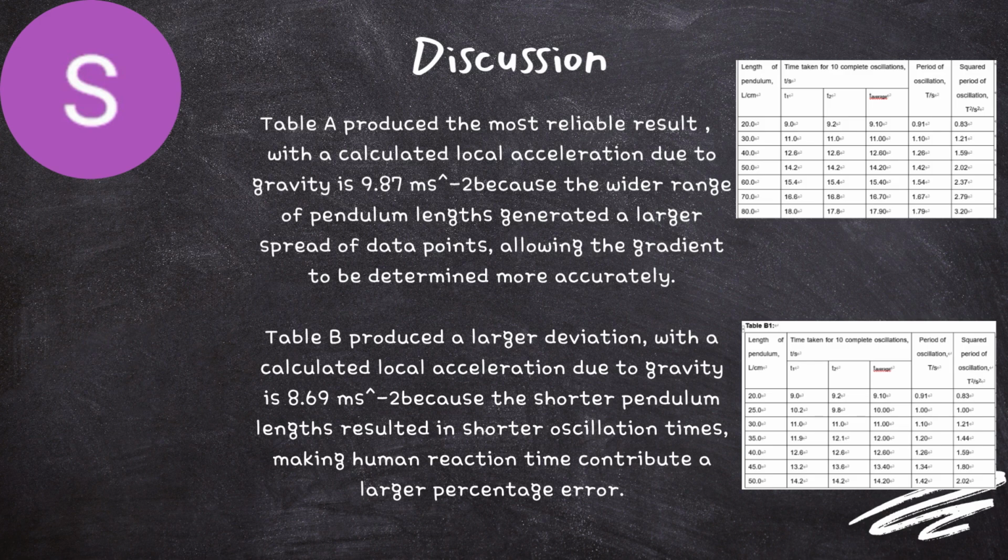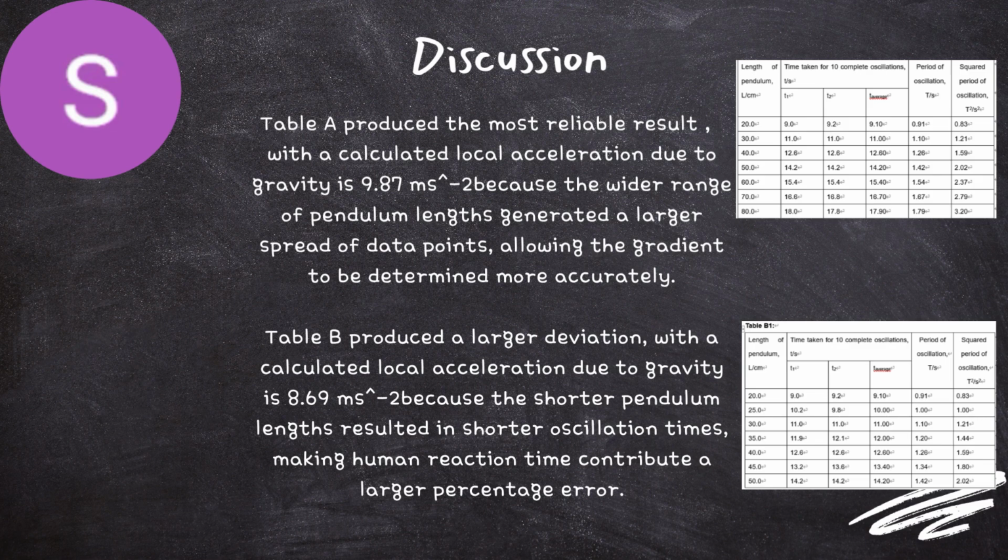For the example of Table A, it produced the most reliable result, with a calculated local acceleration due to gravity of 9.87 m/s², because the wider range of pendulum lengths, ranging from 20 cm to 80 cm, generates a larger spread of data points, allowing the gradient to be determined more accurately.